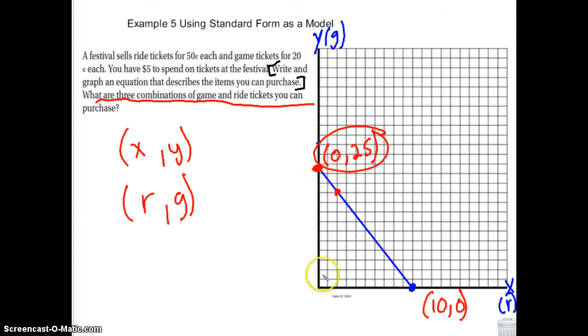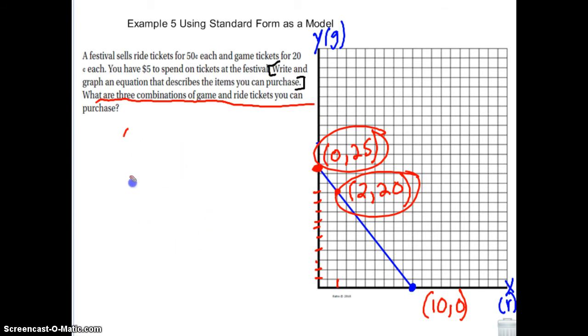Looks like 2, 4, 6, 8, 10, 12, 14, 16, 18, 20. So we got this spot right here is 220. So that means I could ride 2 rides and play 20 games. Well, let's see if that fits our equation.